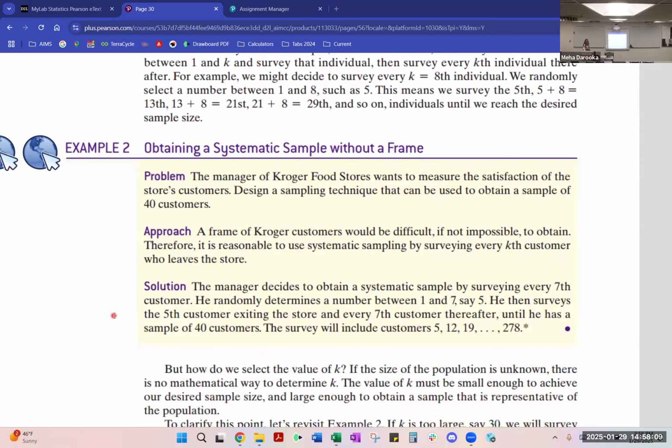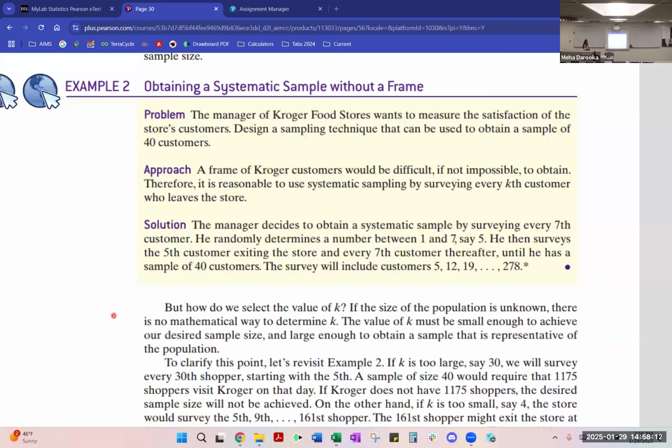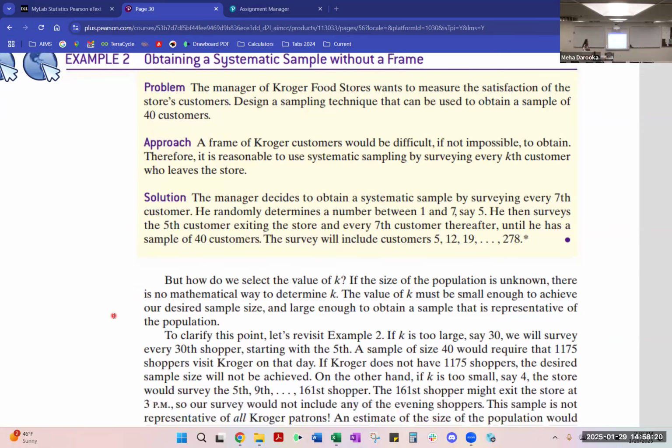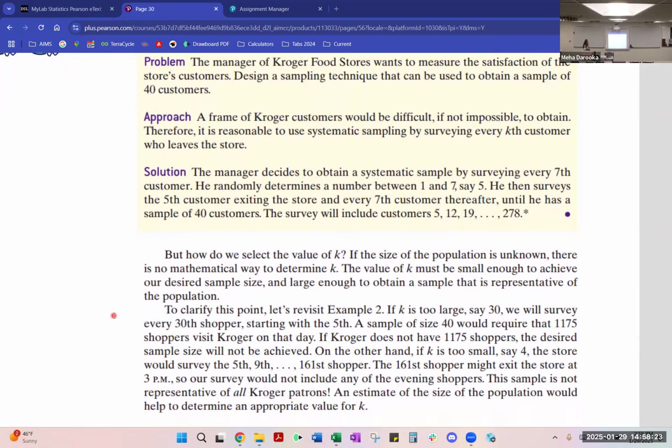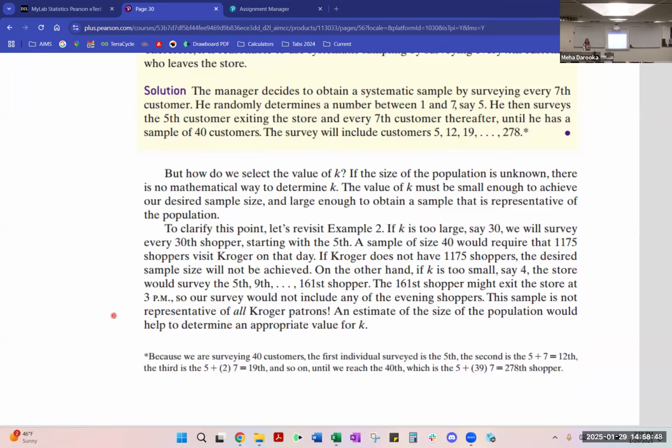So for an example, let's look at this one here. The manager of Kroger Food Stores wants to measure the satisfaction of the store's customers. Design a sampling technique to obtain a sample of 40 customers. Looking at the solution, the manager decides to obtain a systematic sample by surveying every 7th customer. He then randomly selects a number between 1 and 7. Again, they're using 5 here. So the 5th customer exiting the store is the first one he talks to, and then every 7th customer after that. And then of course you keep going until you get that sample size of 40 customers.